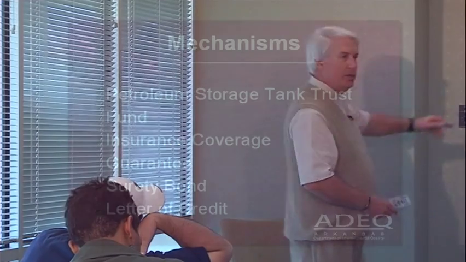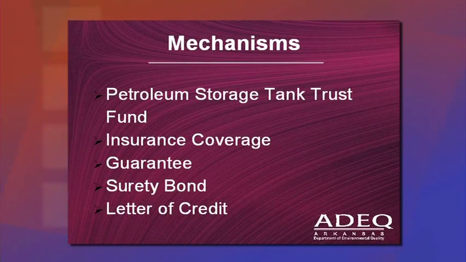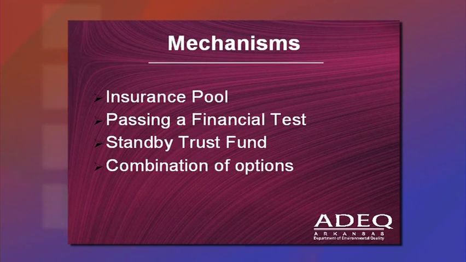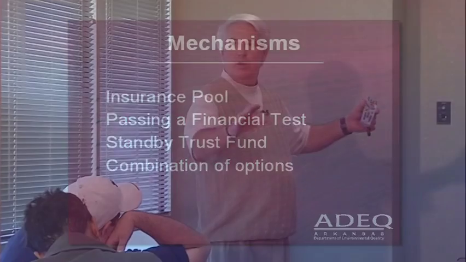And we're going to talk about the mechanisms that you can use to show that you have that financial responsibility. Those mechanisms are the Petroleum Storage Tank Trust Fund. You can have insurance coverage, a guarantee, a surety bond, or a letter of credit. You can also have an insurance pool, or pass a financial test that you can see in 40 CFR 280. You can use a standby trust fund to show your financial responsibility, or you can use a combination of all of these mechanisms.